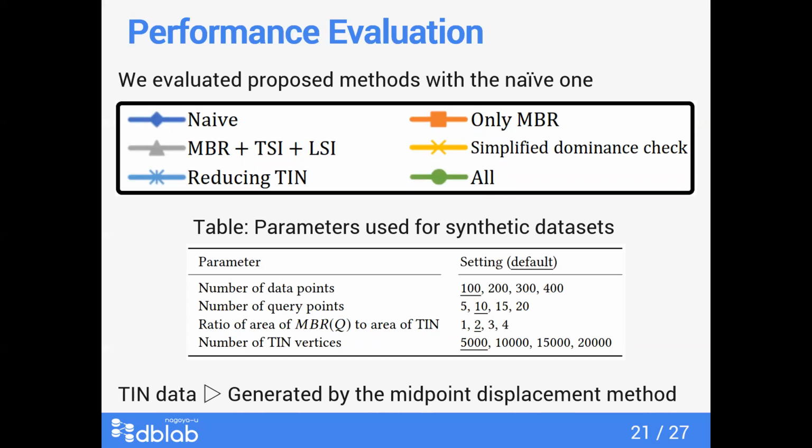The number of query points is 10. The range of query points is randomly within 2% of the area of a TIN. And we only changed one parameter in each evaluation. We measured the average time of 100 responses as a result. We generated TIN using the midpoint displacement method. It is used in the automatic map generation for computer games.